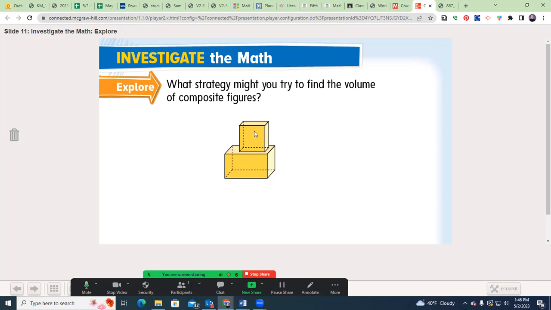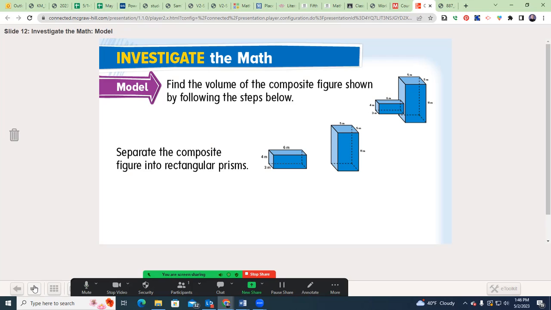So I would take this particular rectangular prism and measure this way, and that way. And then on this rectangular prism, this way, and that way. And then I would add them together. So find the volume of the composite figures shown below. I found the steps below.